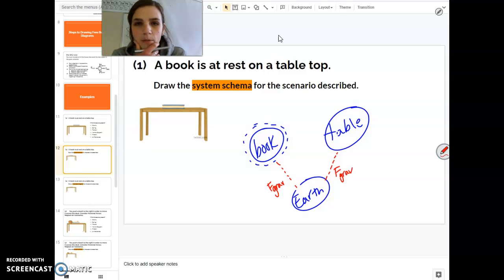Okay, so then where is the normal force coming in? Who is supporting who? The table is supporting the book. So this is going to be labeled as F sub norm, or the normal force. Okay, so there's our system schema.